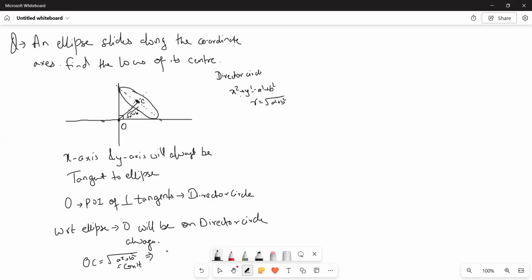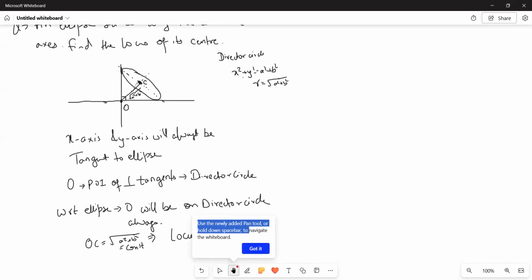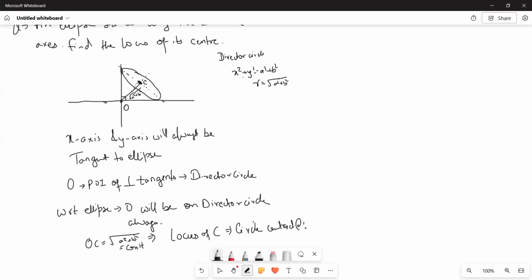Okay. So the locus of C will become a circle. The locus of C would be a circle centered at origin, radius root over a square plus b square. So the locus of C will be a circle.